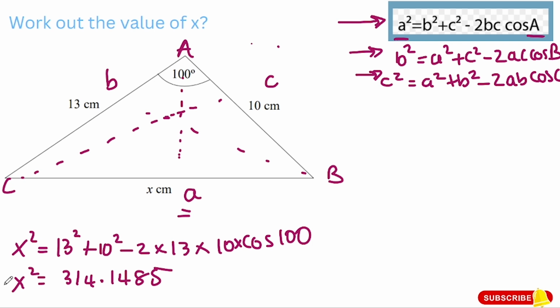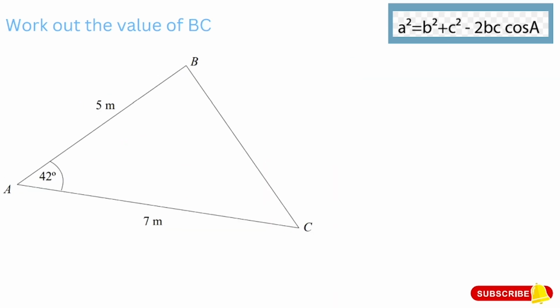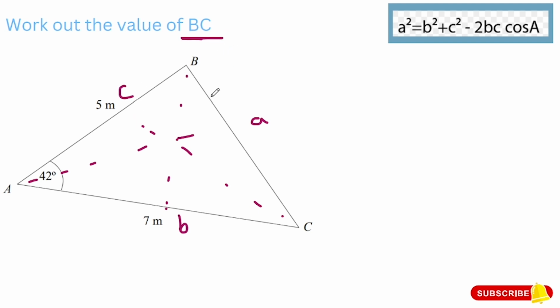Now, in order for us to work out X, we need to square root both sides. And if I square root both sides, my X becomes 17.17. Okay, so what am I going to do first? I'm going to label this. So opposite to this will be A, opposite to this will be B, and opposite to this angle C will be C. I've been asked to work out the length of BC. And in this case, that is lowercase a. So I can use this formula over here.